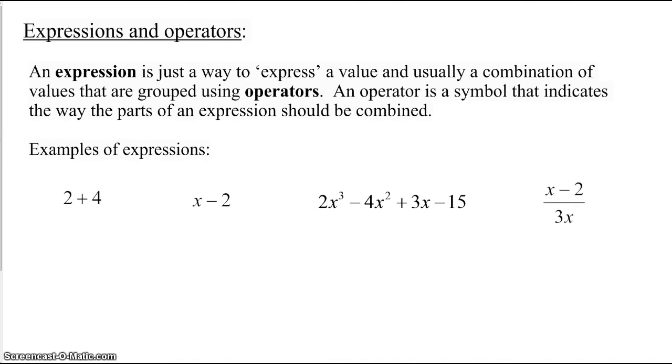Okay, an expression is just a way to express or say or write a value. It's usually a combination of other values or variables and values that are grouped together using operators. And an operator is just a symbol that indicates the way the parts of the expression should be combined. So here's some examples of expressions. They're just expressing a value. Right? 2 plus 4, that expresses a value. X minus 2 expresses a value. We don't know exactly what the value is unless we know what value X is supposed to be, but it expresses a value. This most complicated expression here, 2x cubed minus 4x squared plus 3x minus 15, it still represents a value if I know what X is to put in there, right? And X minus 2 over 3x represents a value.